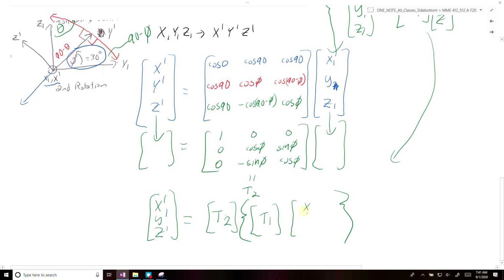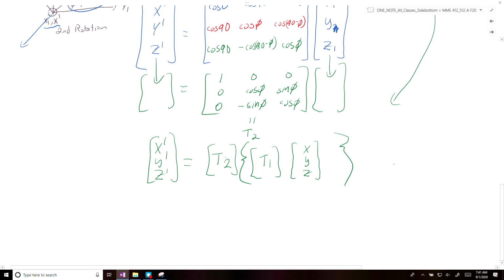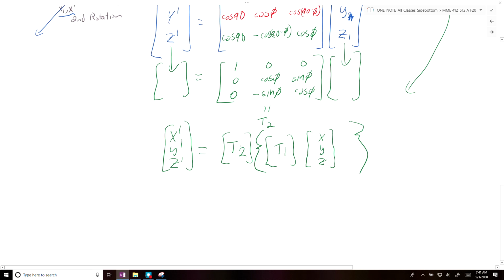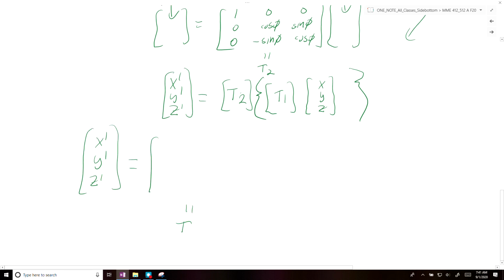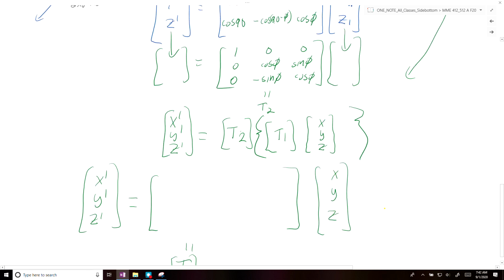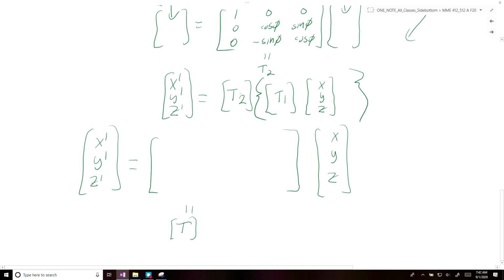Now we have our transformation matrices defined, so we can multiply these two together. If we multiply T2 and T1 together, we end up getting that x prime, y prime, and z prime are equal to our global transformation matrix, which we'll just call T, times x, y, and z.